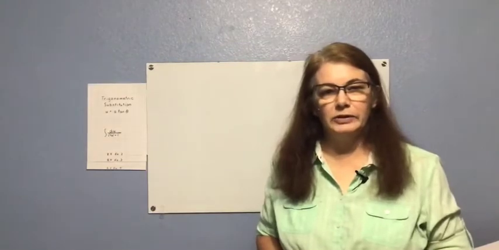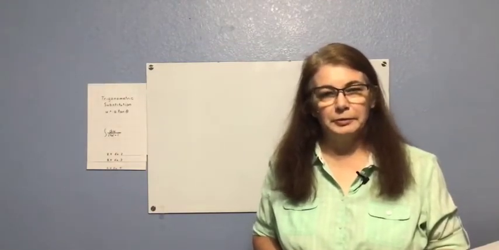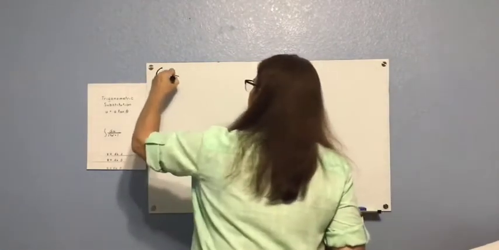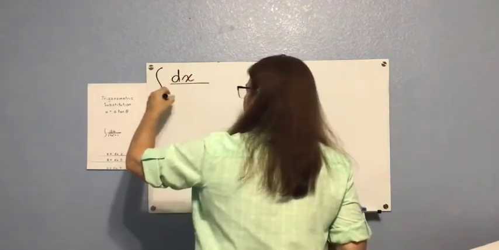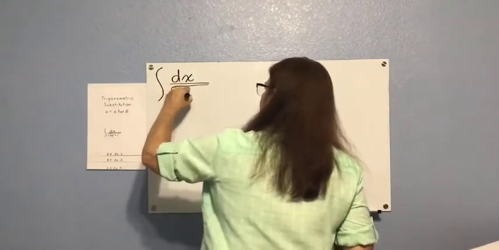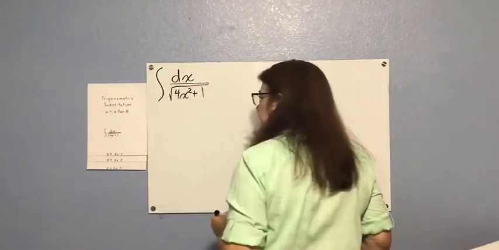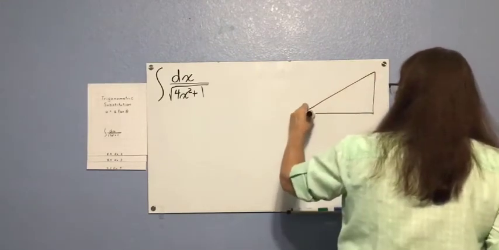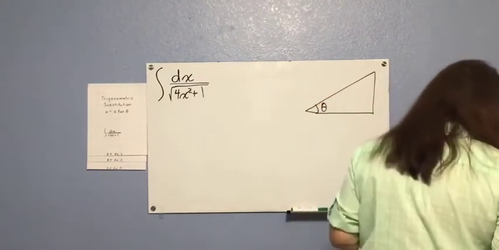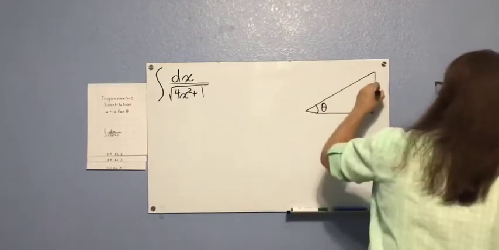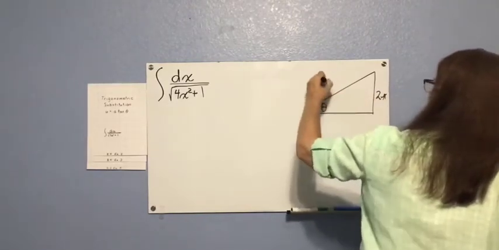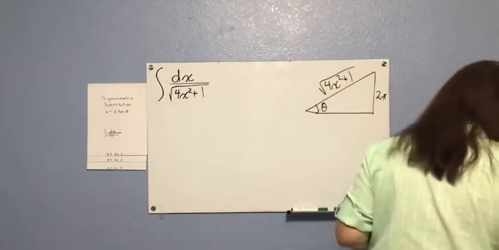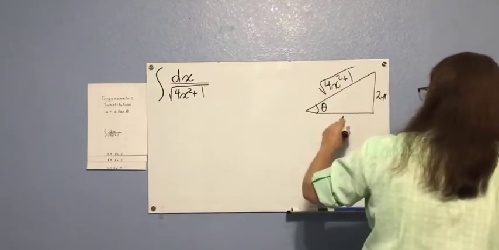Here's another example of using trigonometric substitution to help us integrate. I have the integral dx over square root of 4x squared plus 1. And as before, I'm going to draw a triangle. There's theta. This side is 2x. This is that radical. And this side is just 1.